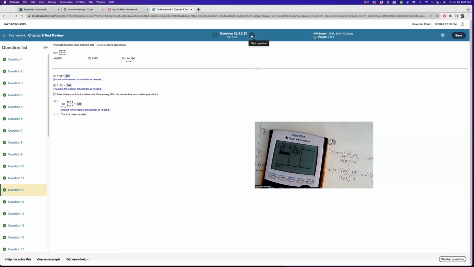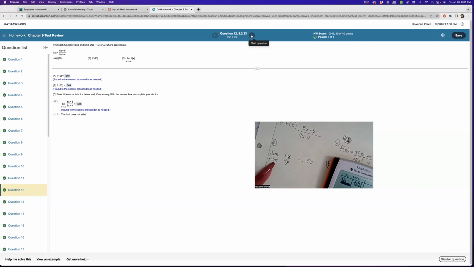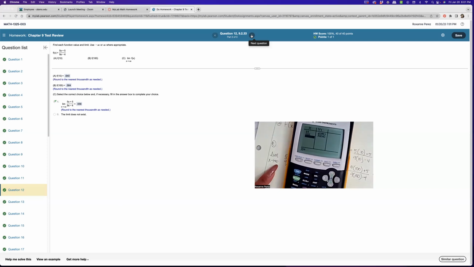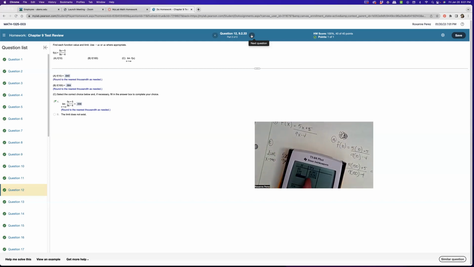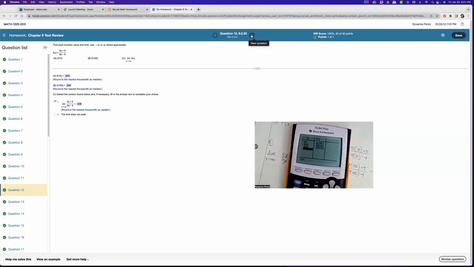Now, when we are evaluating this limit as x approaches infinity, my go-to number is just 1,000,000. So the number 1 and 6 zeros. And we're going to hit enter. And so here you see that we're getting 0.55 repeating. So that will round to 0.556. And that's how you can also do this problem just on the straight calculator.